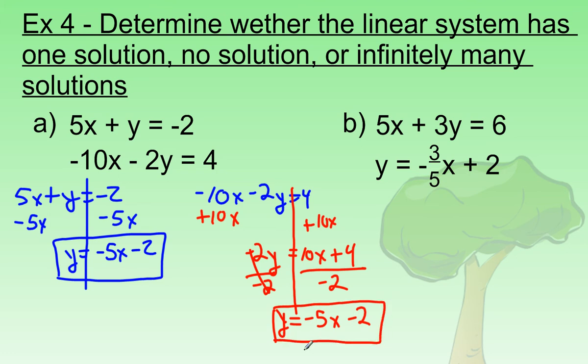All right, so I have my two equations. Do they have the same slope? The answer is yes. Since they have the same slope, they're either parallel or overlapping. Do they have the same intercept? Yes. That means they are overlapping. If you look at the equations, they're exactly the same. So these two are overlapping lines, which means there's an infinite number of solutions.